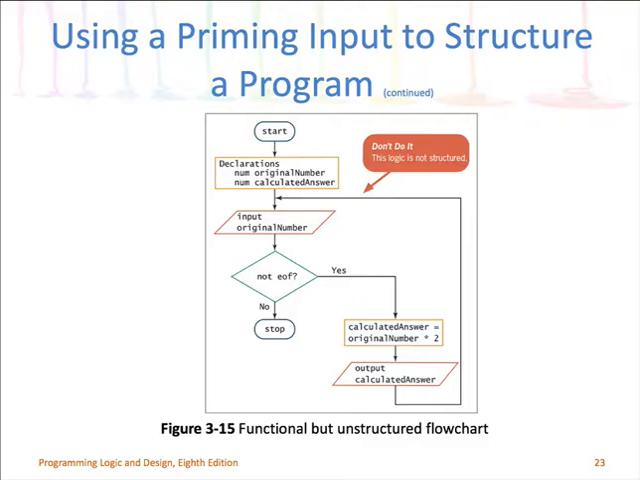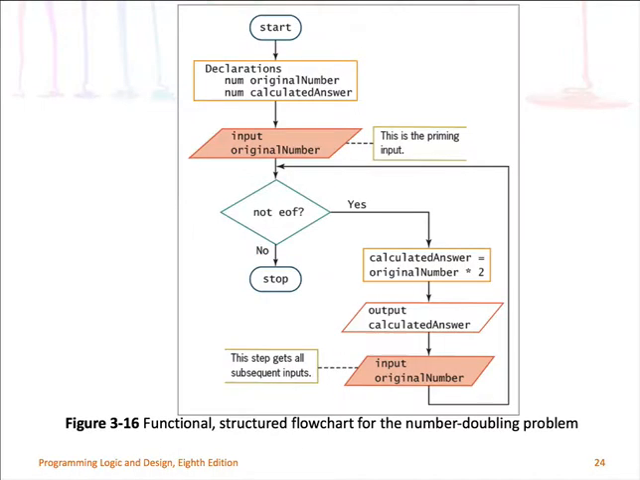Now then, somebody's looked at this and said, oh yeah, I need to read the number over and over again. So let me return out of the true branch of my decision above the input original number. Now, because we have input original number before the decision point, this logic is not structured. We would need to come in before the not end of file.